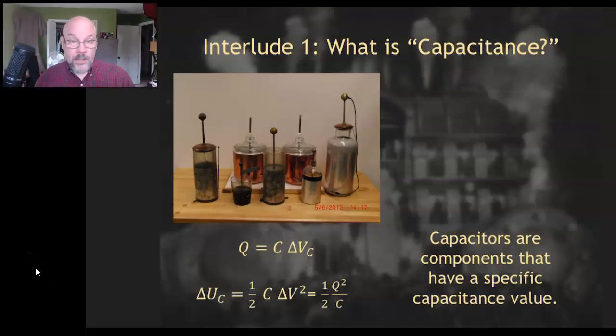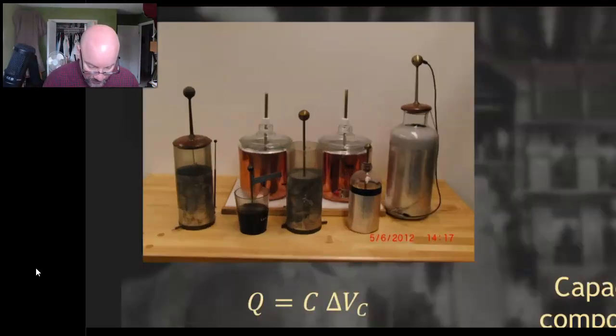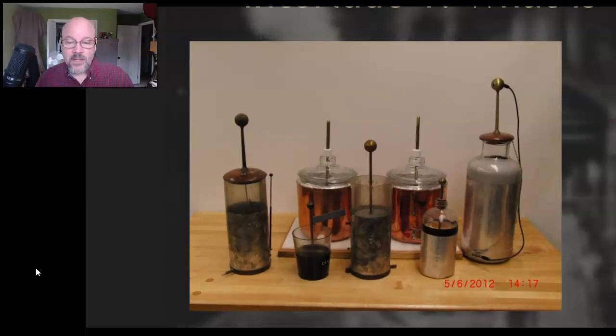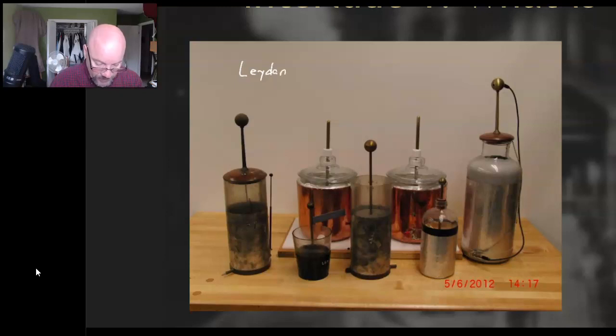So physically, what is a capacitor? Now, in the picture there, these are some examples of what's called Leyden jars. Leyden, I think it's spelled A-N, it could be an O-N, I'm not sure. Jars, okay, and they are capacitors. Now, let's take any one of these guys here.